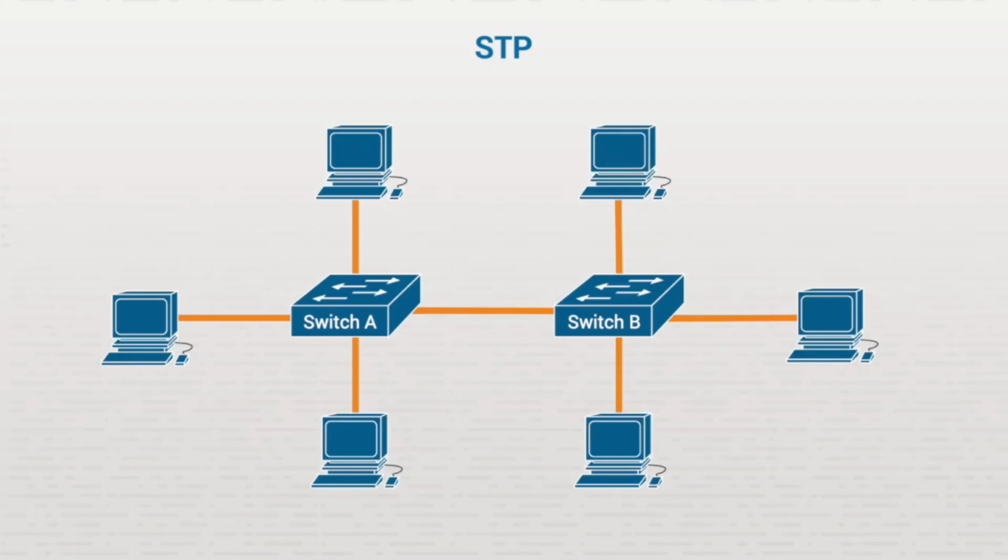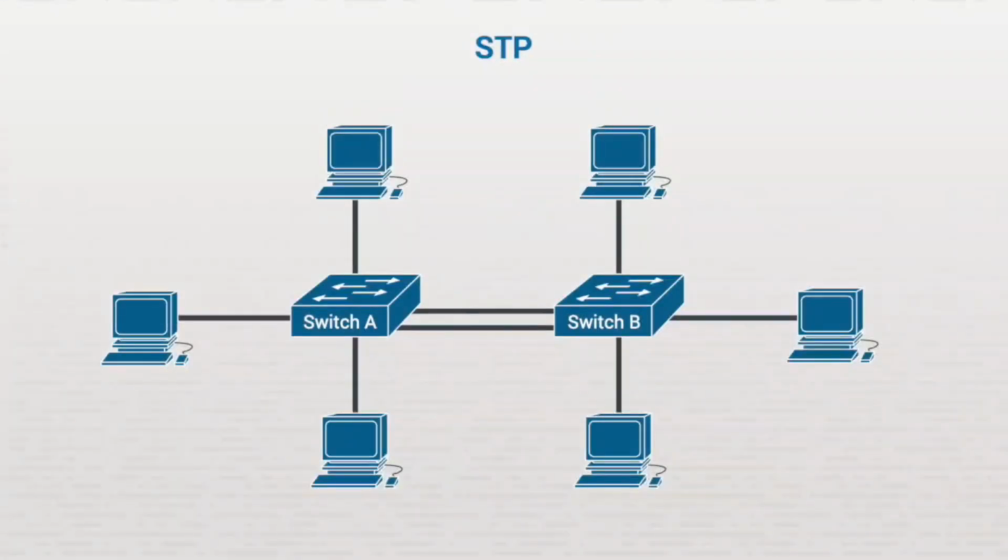But what do you think would happen if we added a second link between these two switches? You might be saying, hang on, why would I do that? Here's why. One link creates a single point of failure. But with two, if anything happens to the first link, you can use the second to get information between the switches. Let's look at how broadcast traffic is handled in this configuration.